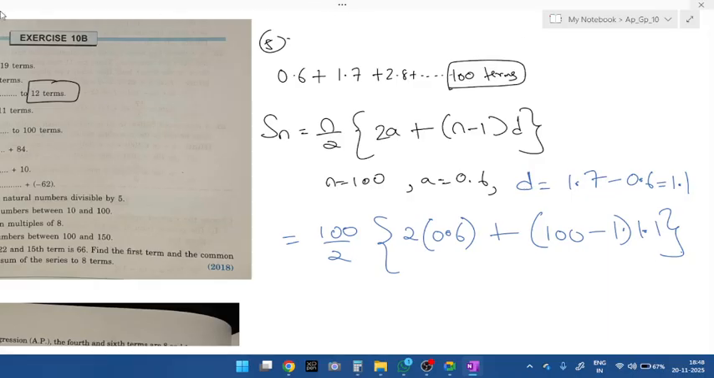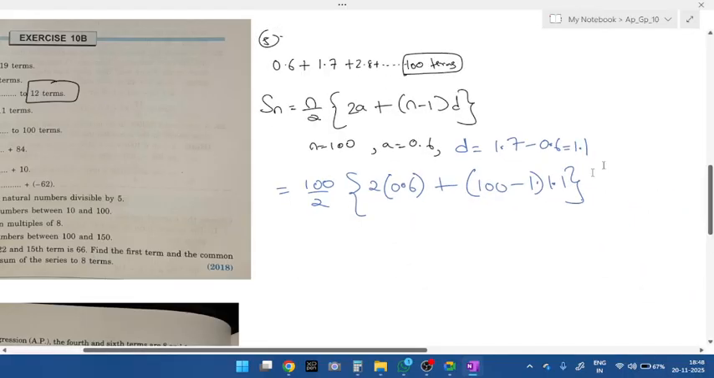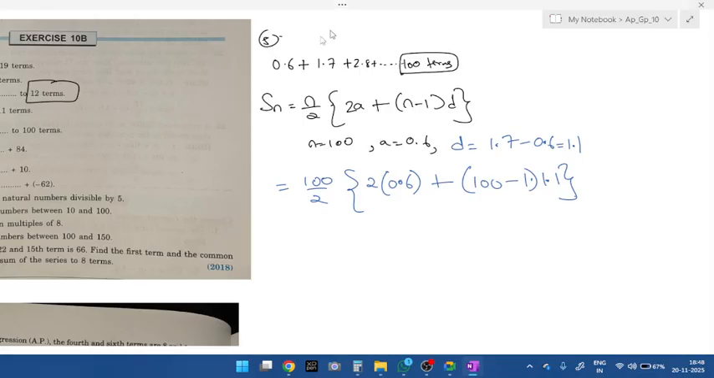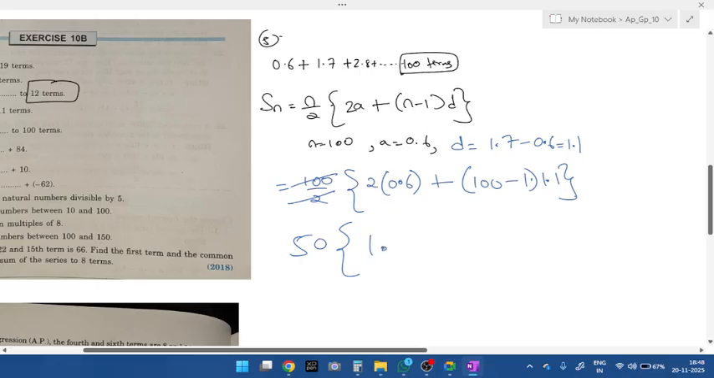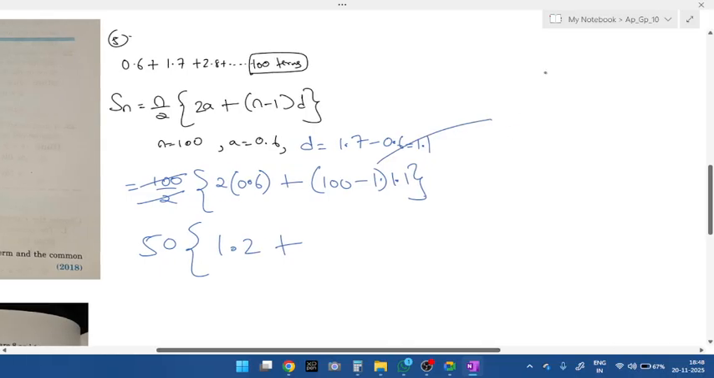Okay, it's a decimal lengthy question. What's the answer you all got for 2 into 0.6? What's the answer, students? 2 into 0.6. 50 into, yes, tell me, Naomi, 1.2 plus. Calculate, do this in working column. What is 100 minus 1? 99 into 1.1. Remove the decimal and multiply.